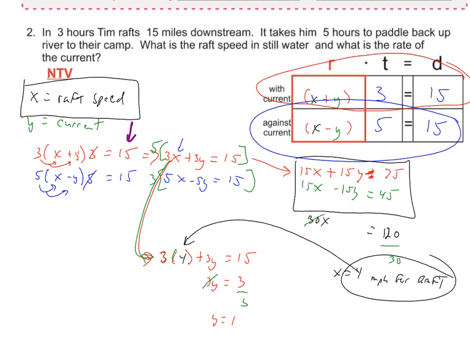Again, what is y? I look up at my chart. y is the current. So 1 mile per hour current. I've answered the question. The answer makes sense.